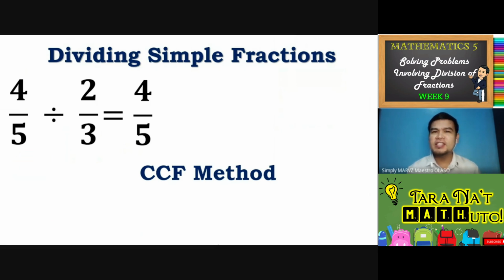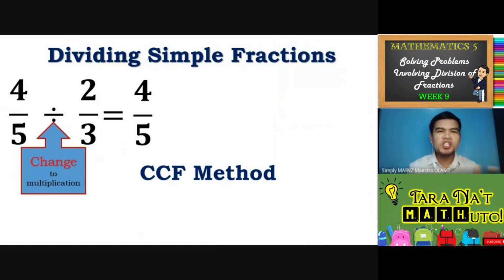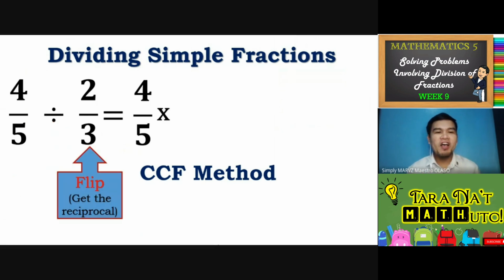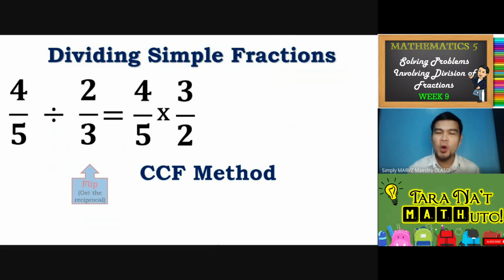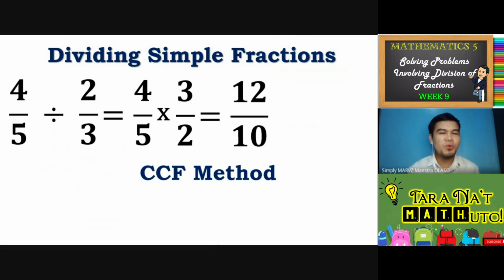The second C stands for change. Change to multiplication. So, from division, we will change the operation to multiplication. Letter F means flip or get the reciprocal of the divisor. We have 2/3. The reciprocal of 2/3 is 3/2. Now, proceed to our multiplication of fractions. You can use the cancellation method or you can use the long method, which is multiplying the numerator and multiplying the denominator. So we have 4 times 3, we have 12. 5 times 2, we have 10.